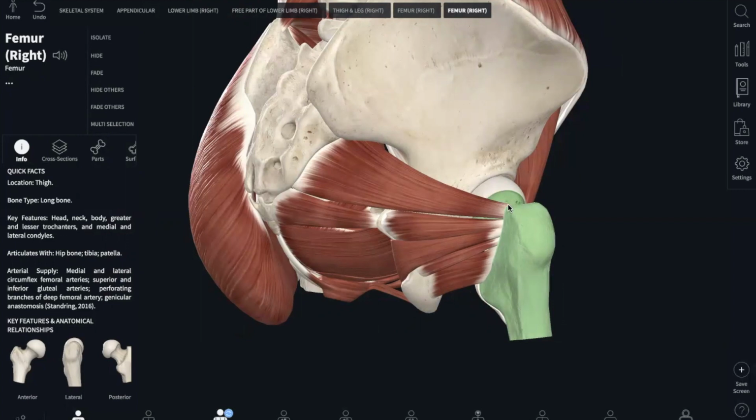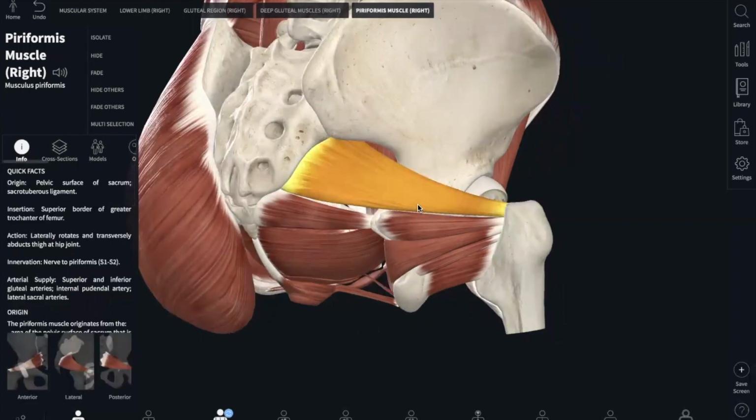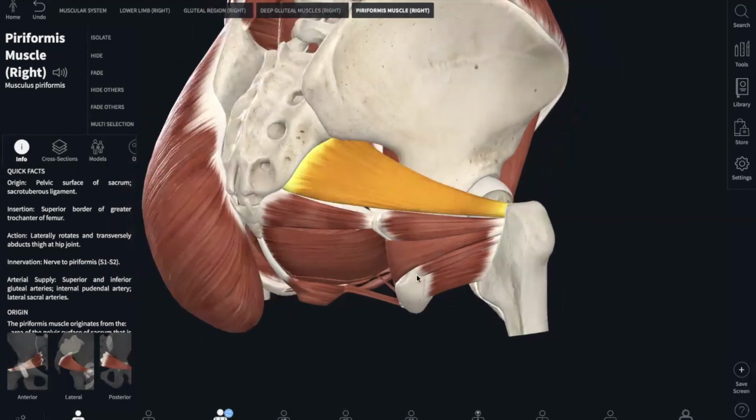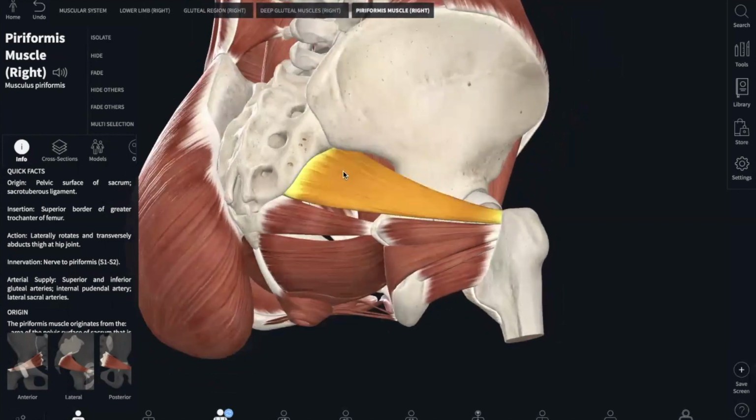So first of all, we have, moving from superior to inferior, the piriformis muscle, supplied by the nerve to the piriformis. We can use this muscle to locate the sciatic nerve, which moves through it, and also a lot of the structures of the greater sciatic notch.